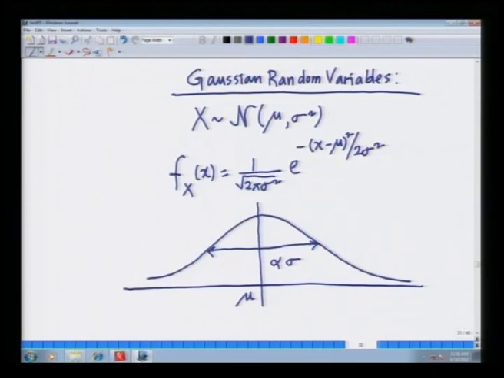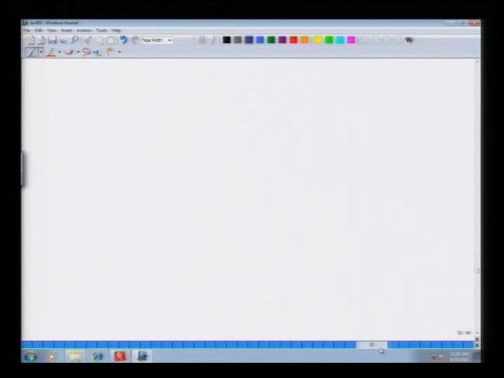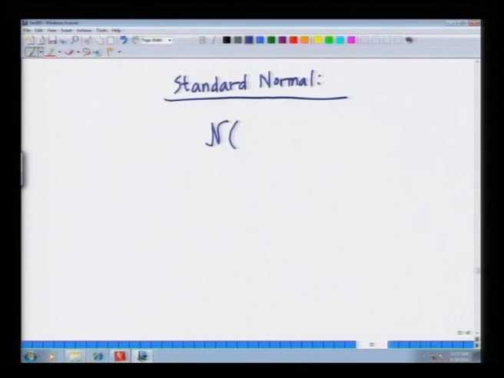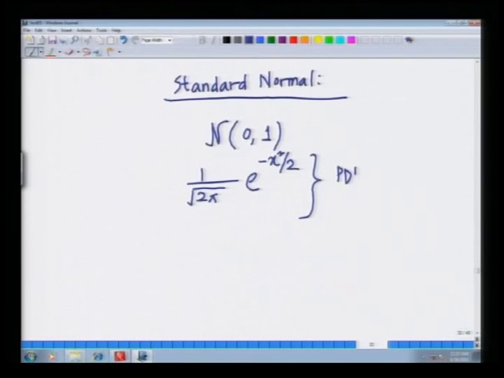All right. There is a very specific kind of Gaussian random variable, which is the standard normal or the standard Gaussian random variable. It is simply the Gaussian random variable with mean 0 and variance 1, and that has a PDF, which is 1 over square root of 2 pi, e to the power minus x squared divided by 2, since mu is 0 and sigma squared is 1. This is the PDF of the standard normal, or the standard Gaussian random variable.